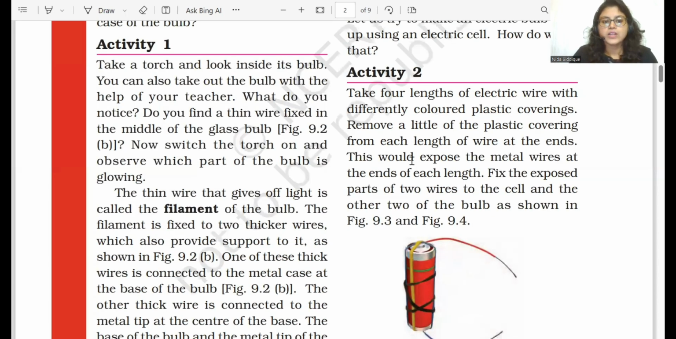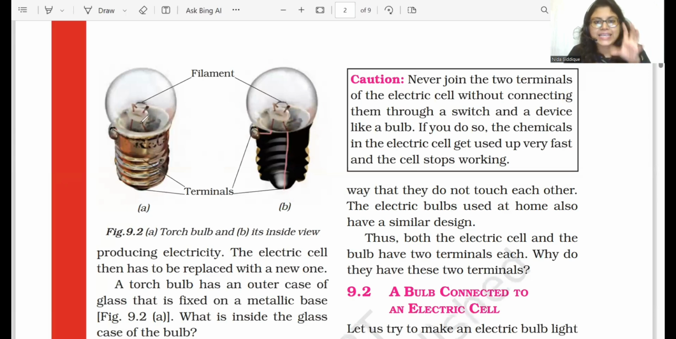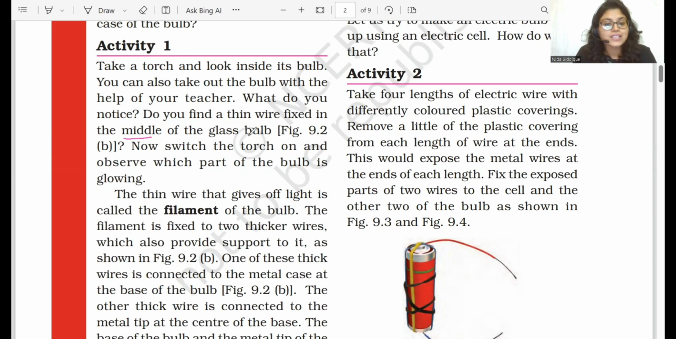Let's find out. So, we will conduct activity 1 and find out what is inside that glass case. We are going to take a torch and look inside the bulb of the torch. You can also take out the bulb with the help of any of your elders in your house or with the help of your teacher. Now, what will you see inside the bulb? You see that inside this glass case there is a wire that is being stretched between two other wires. In the middle there is a wire, and this wire is held by two thick wires. So what we have observed is that inside there is a thin wire, and this thin wire is being held by the two other thick wires.